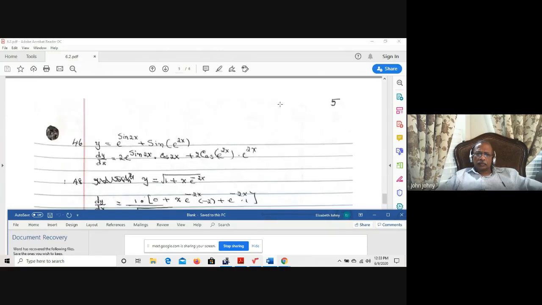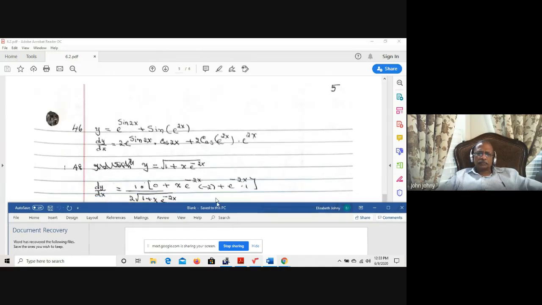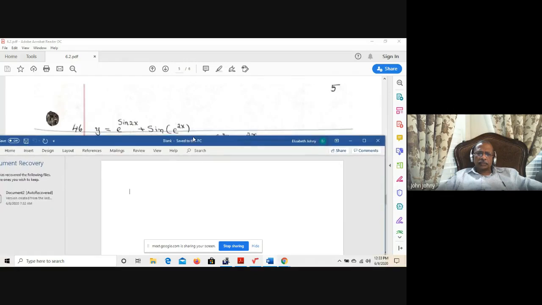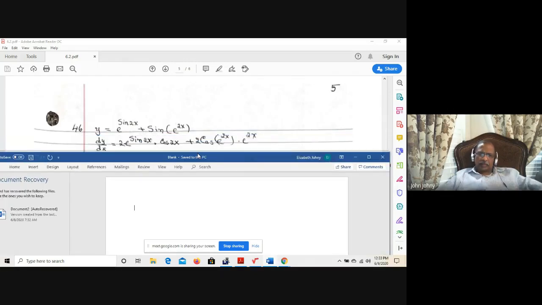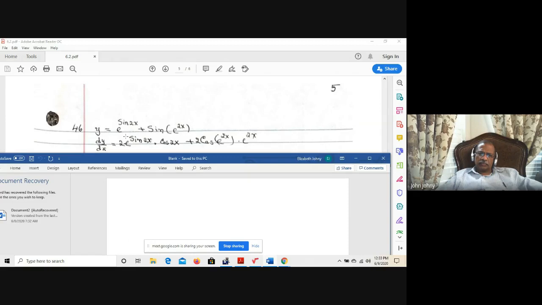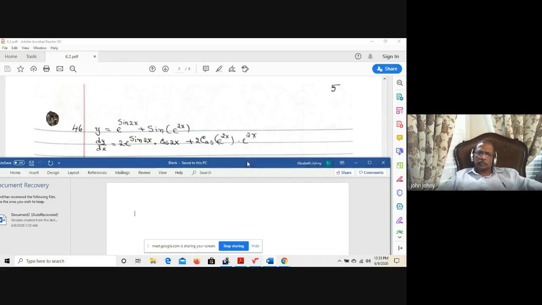Okay, another one. y is equal to e to the sine 2x plus sine e to the 2x. First step, we are differentiating the first term: e to the sine 2x times the derivative of sine 2x, which is cos 2x times 2. Then sine: the derivative of sine is cosine, so it is cosine e to the 2x. Now the derivative of e to the 2x is e to the 2x times 2. So that is the answer.